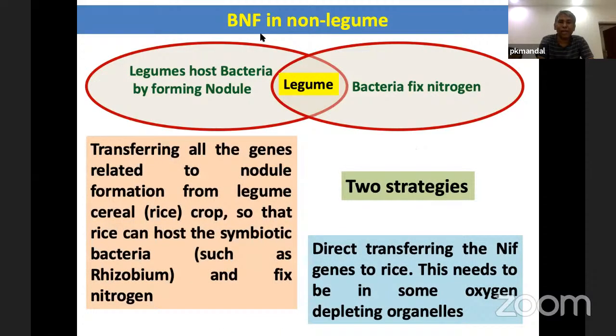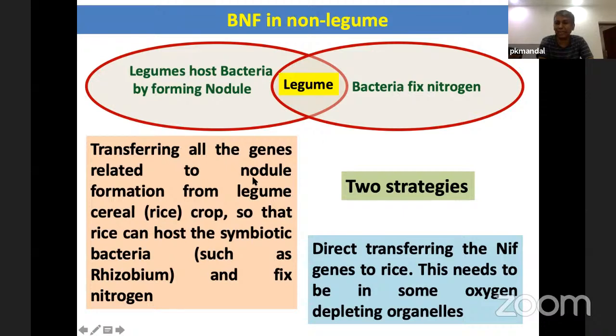Now, the other part is what I told you we wanted to do, and it is a big project, running almost 6 years. This is biological nitrogen fixation in rice specifically. So legume hosts the bacteria. What it does is, legume hosts bacteria by forming the nodule. A nodule is a house you make for the bacteria who come and stay there. I'll give all the facilities, you fix nitrogen. That's what it does. And bacteria fix the nitrogen. So that is what happens in the case of legumes.